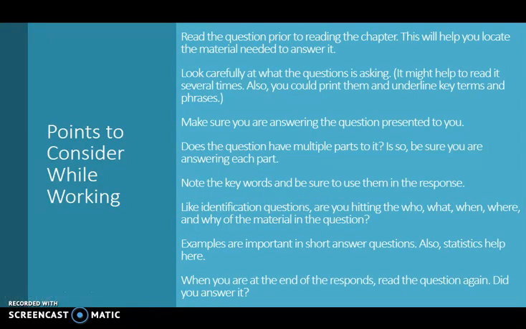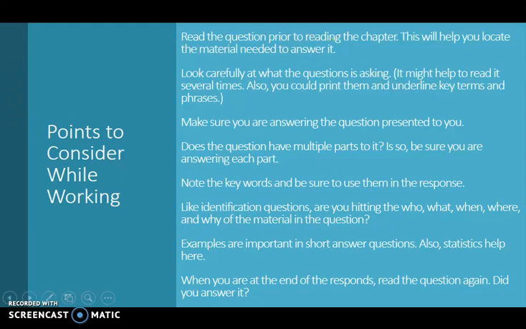Now, there's a lot of data here, so we want to go through this a little slower. Points to consider while working on this: read the question prior to reading the chapter. If I usually give you a study guide or some other material or a weekly assignment, read those questions before you try to read the chapter at all. This will help you locate the material as you go through it, specifically if I'm asking you a question that involves several different points of the chapter. That way you can take some notes as you work through.